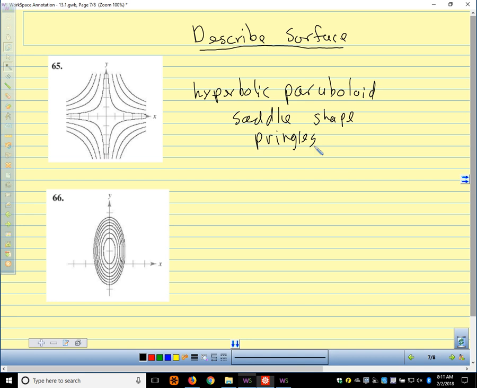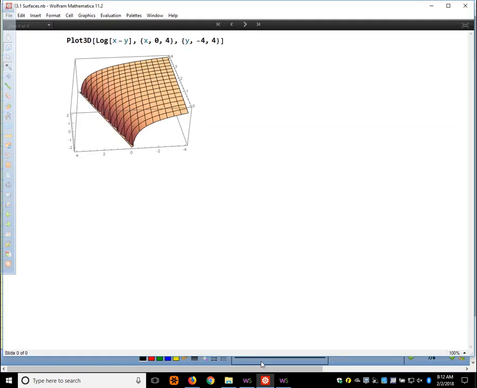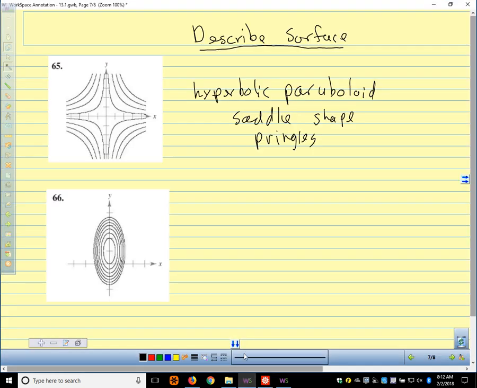Is there any way to tell whether it's going up or down? Not without more information. Based off of that, we can assume that everything's just going down, or we can assume everything's just going up. We don't know for sure. So that's a good question.